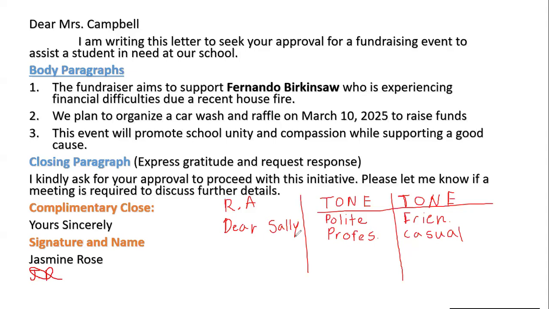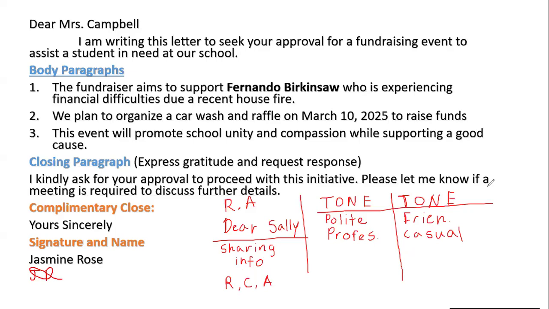Also, the purpose is different. When you are writing a friendly letter, you're just sharing news. Hey, I just recently graduated. Hey, my birthday is in a few months. You're sharing information, personal matters. But for a formal letter, you are writing to make a request, maybe to make a complaint, maybe to submit an application.